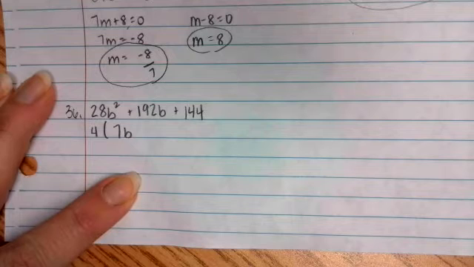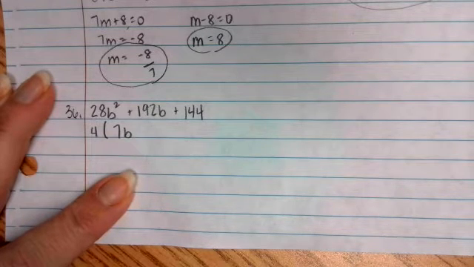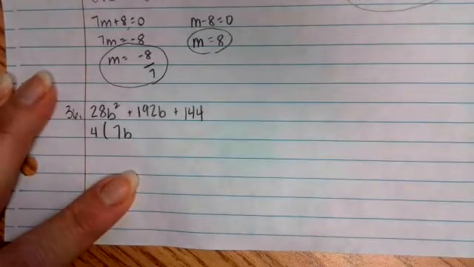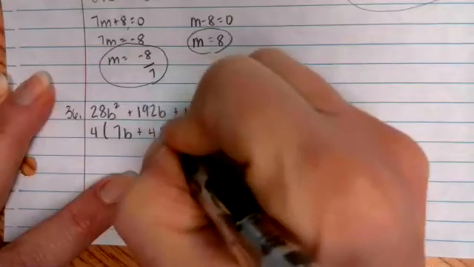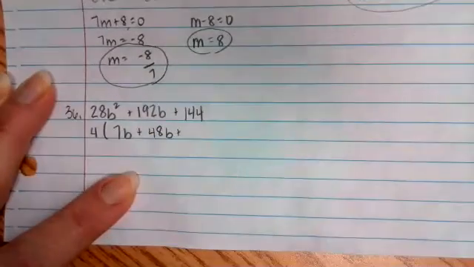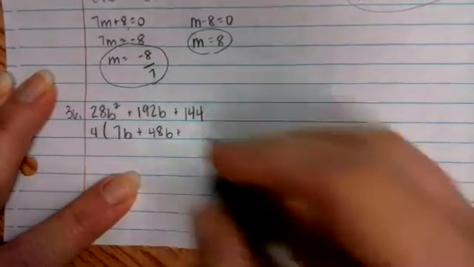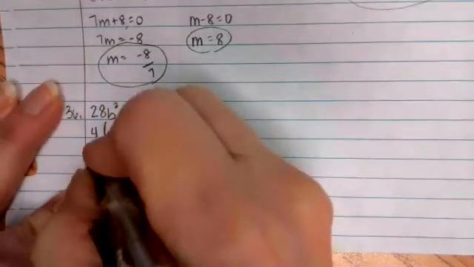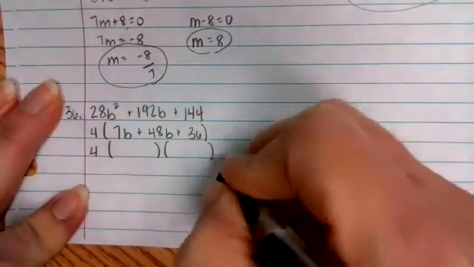So Riley, all 40 problems need to be done by Monday, factored and solved by Monday. I was stalling so I could do 192 divided by 4. 4, plus 48b plus, I should know 144 divided by 4, 36. So I'm going to have a 4, and then I'm going to have 2 parentheses here.